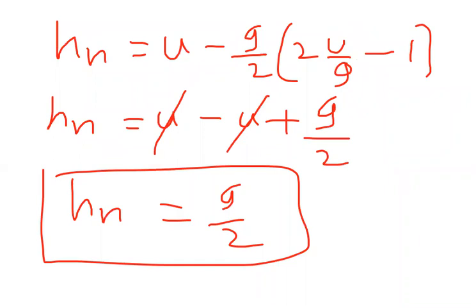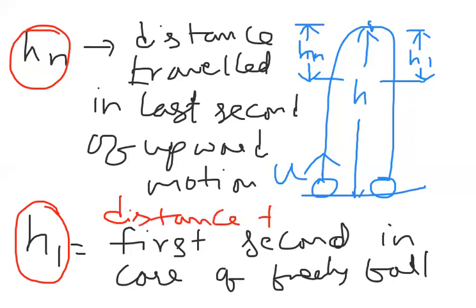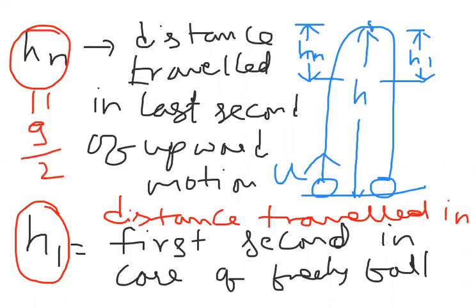And for the last second in upward motion, I also got g by 2. So from these two results, what can I conclude? The distance traveled in the last second of upward motion, Hn, is g by 2, and the distance traveled in the first second of downward motion, h1, in free fall is also g by 2. Both are g by 2. So my conclusion is that when a body is projected vertically up, the distance traveled in the last second of upward motion and the distance traveled in the first second of downward motion are equal.